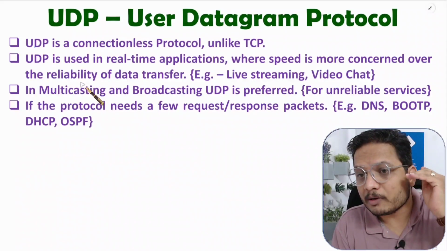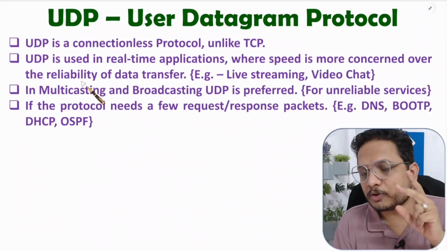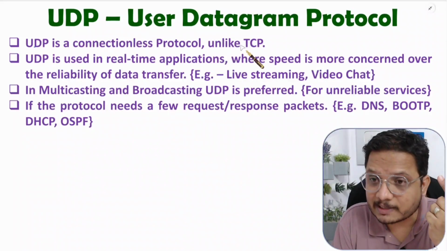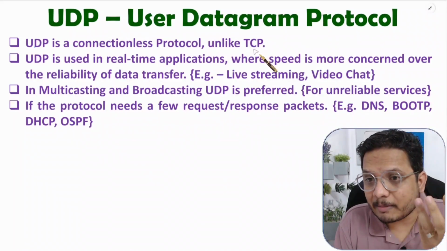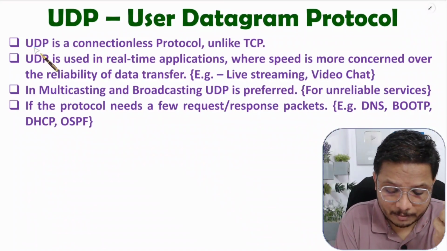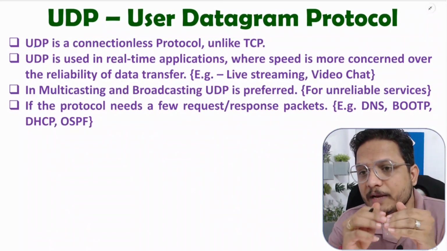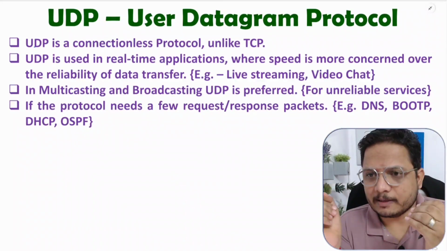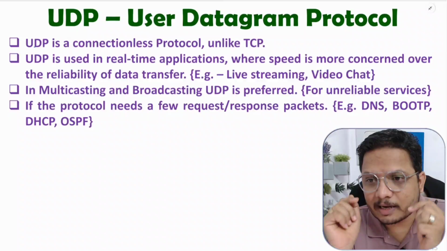As if you have a real-time application, you should know, if you want to forward a file, at that time you should use TCP. But for real-time applications like live streaming and video chat, you will use UDP. Why? The reason is, in video chat, if some data is missing, it is still fine. But the application should be real-time.